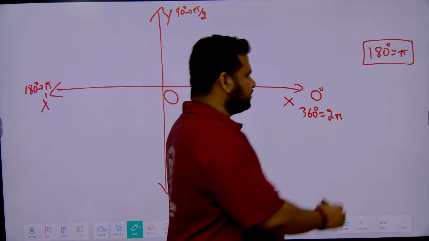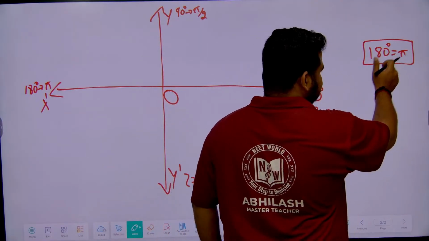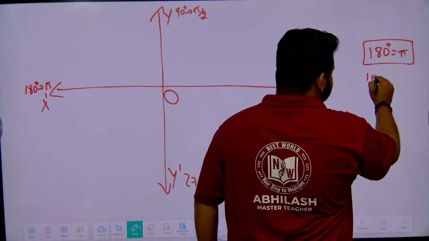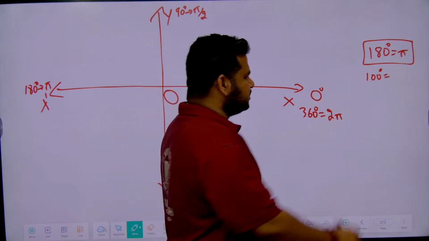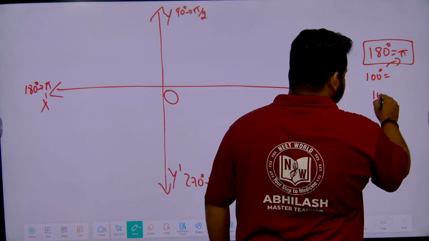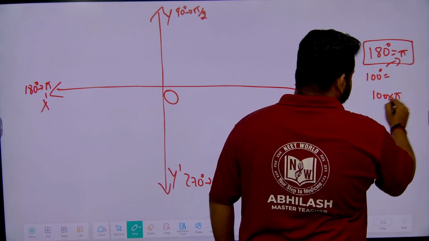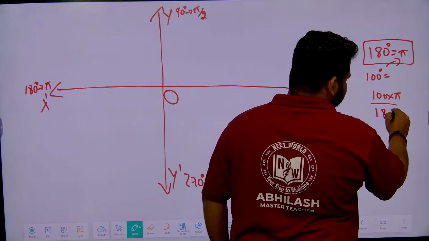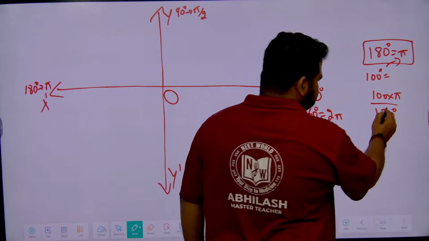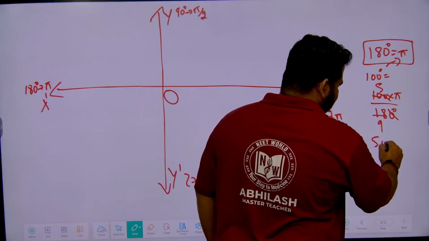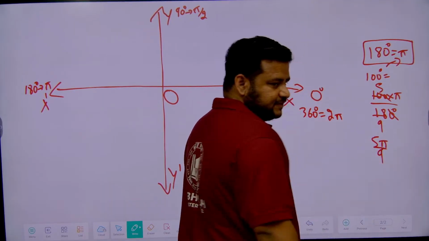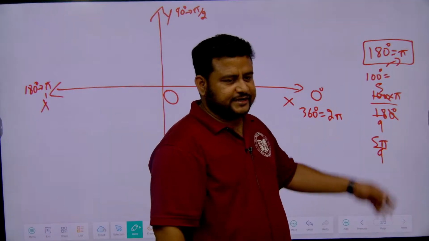Suppose they are given something like this: 180 degree is equal to pi. If they want you to find the value of 100 degree in terms of radians, just cross multiplication. I will get 100 into pi divided by 180 degree. 0 0 cancel. 2 5s are 10, 2 9s are 18. So the answer will be 5 pi by 9. I am just telling you how to convert degree to radians.